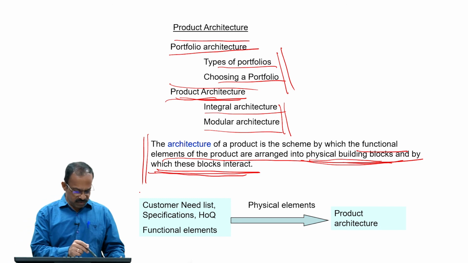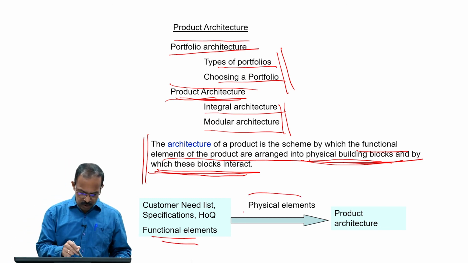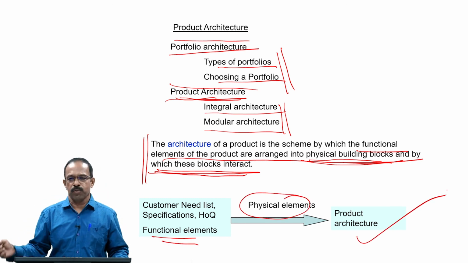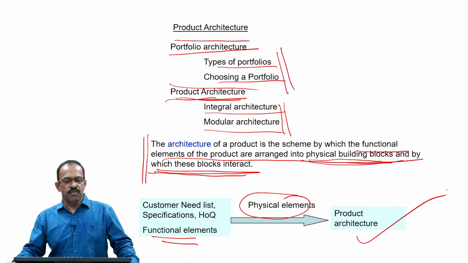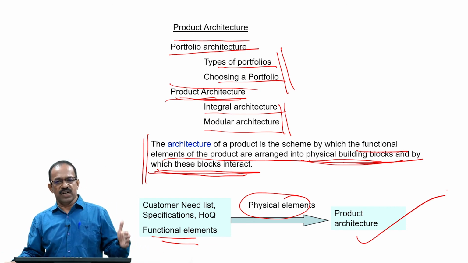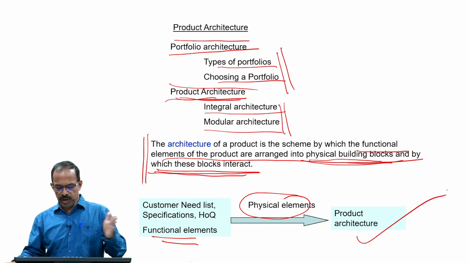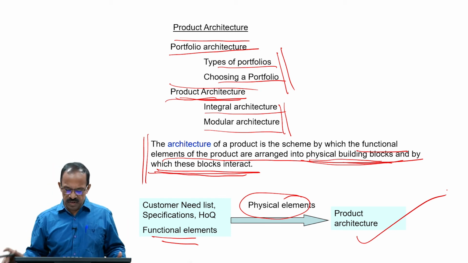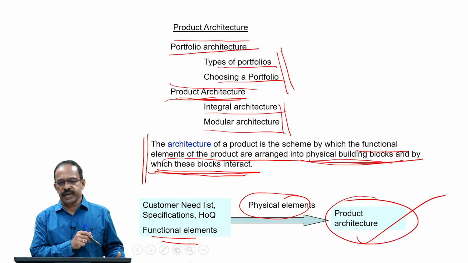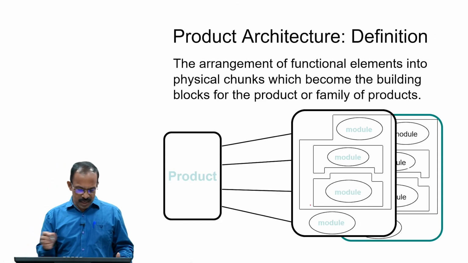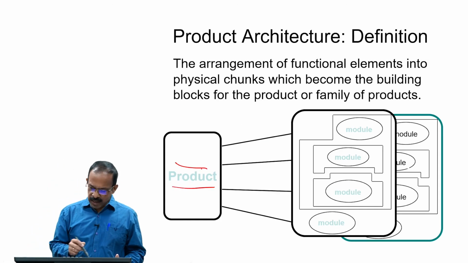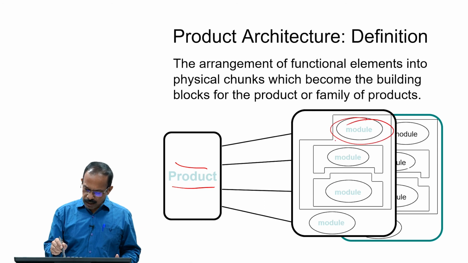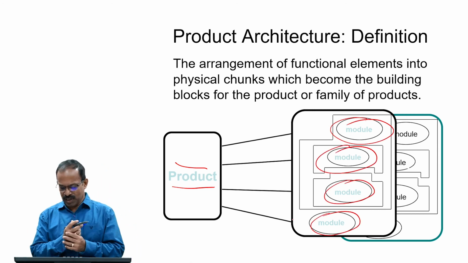So, when we convert these functional elements into physical elements, we get the product architecture. From the customer requirements we have moved to the functions, and from the functions we are moving to the physical building blocks, which is basically the product architecture. Suppose you have a product, you will see that there are many elements within the product. We can call them modules or chunks or whatever it is.